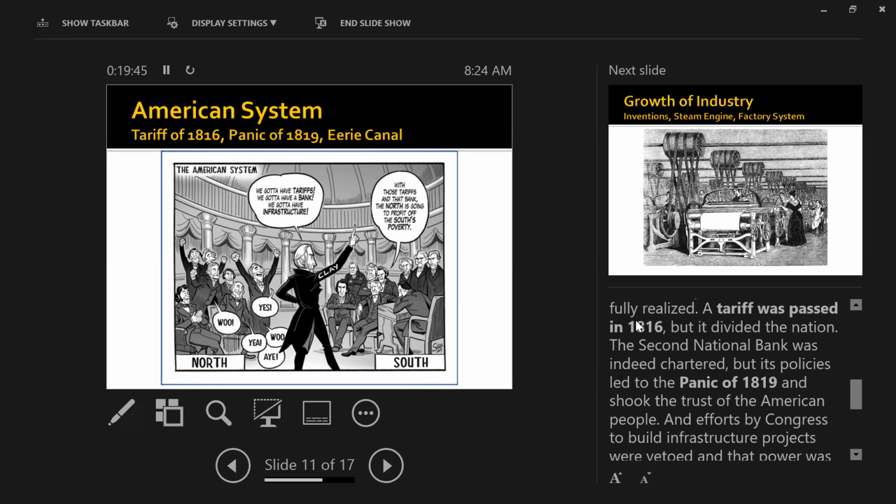During this time, we also have the Panic of 1819, which was caused by the Second National Bank.